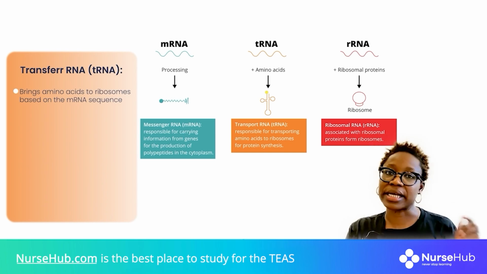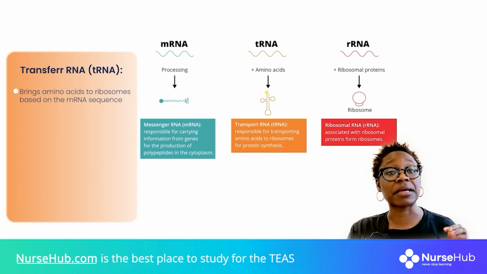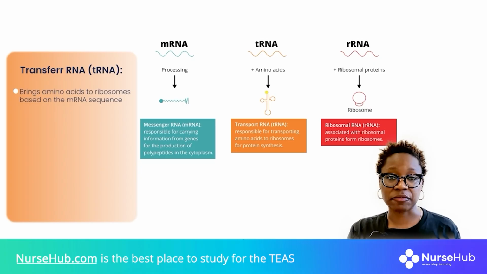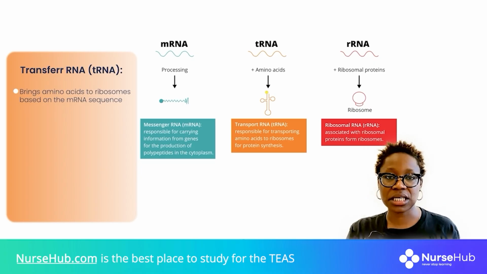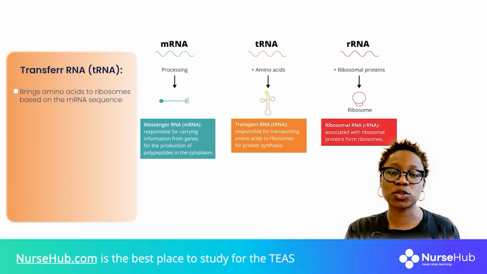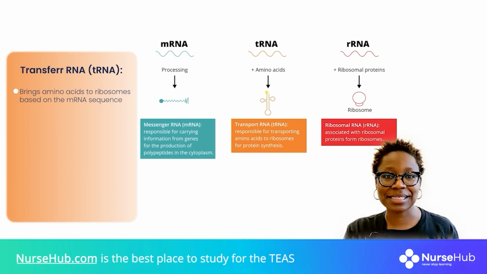tRNA helps in the translation process by bringing amino acids, the building blocks of proteins, to the ribosomes themselves. Each tRNA molecule is specific to a particular amino acid, and it ensures that the correct amino acids are brought to the ribosomes according to the mRNA instructions.